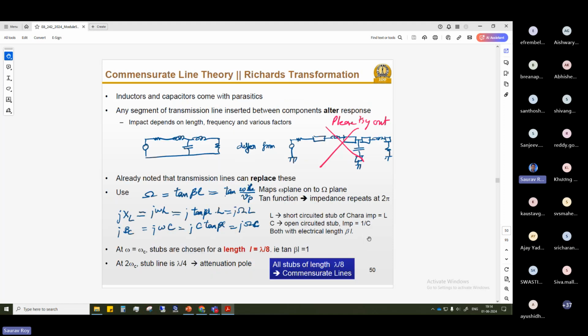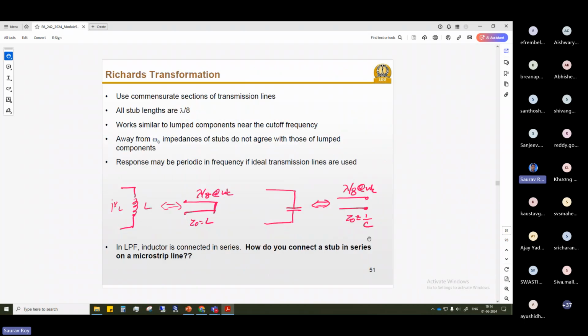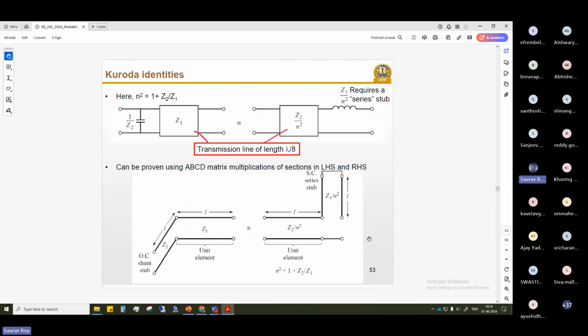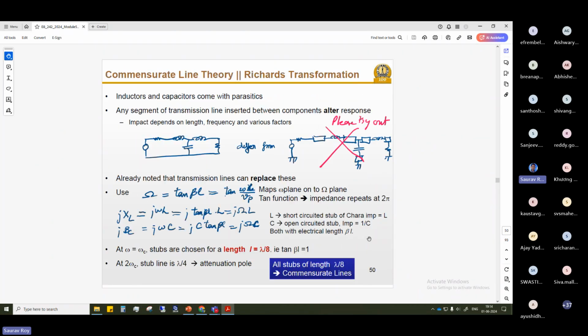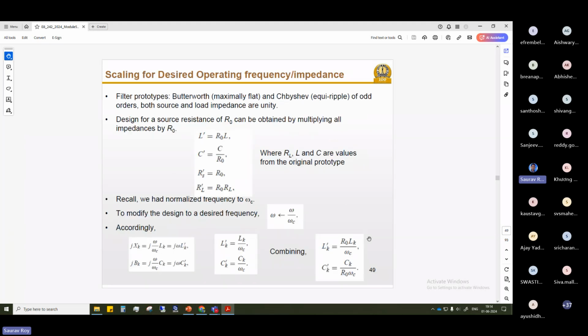Tomorrow we will look into two very important theorems. One is called Richard's transformation, and another is called Kuroda's identity. Here actually we will move from normal RLC components to microstrip line implementation. Actual RF implementation will start from tomorrow. So far is the theory. Theory remains the same for low pass and high pass. Tomorrow we'll start how to actually implement the circuits, RF circuits.